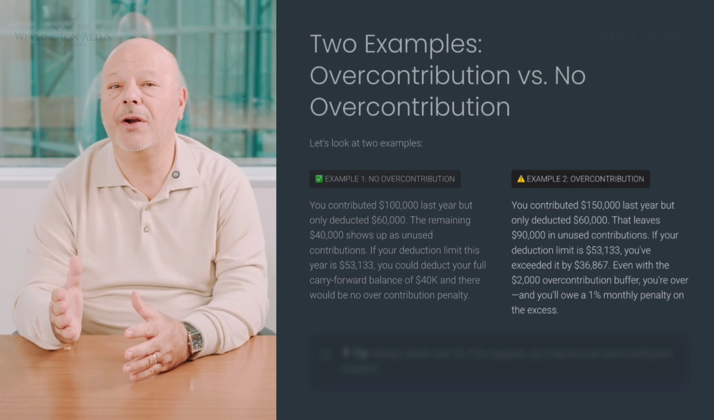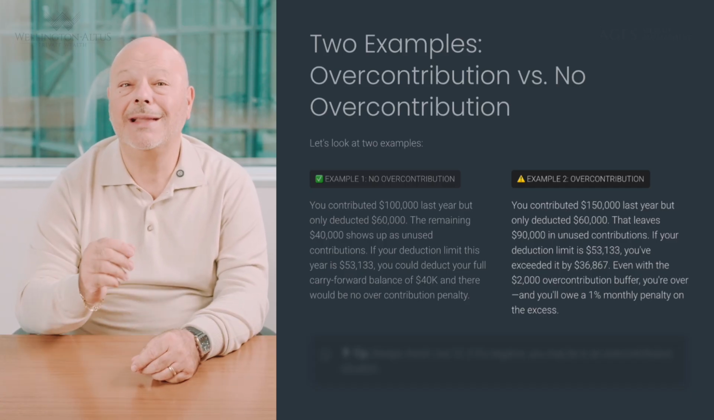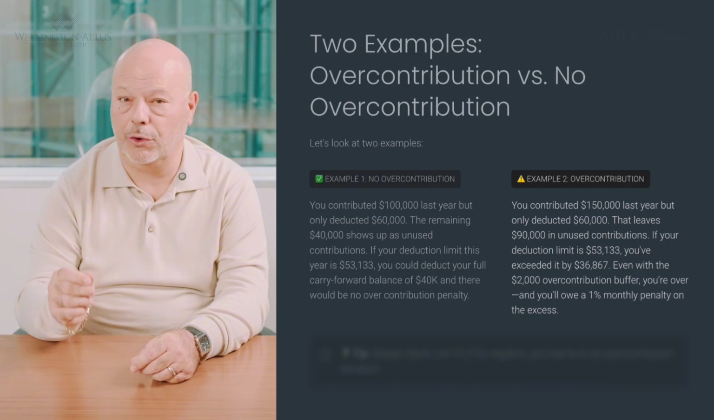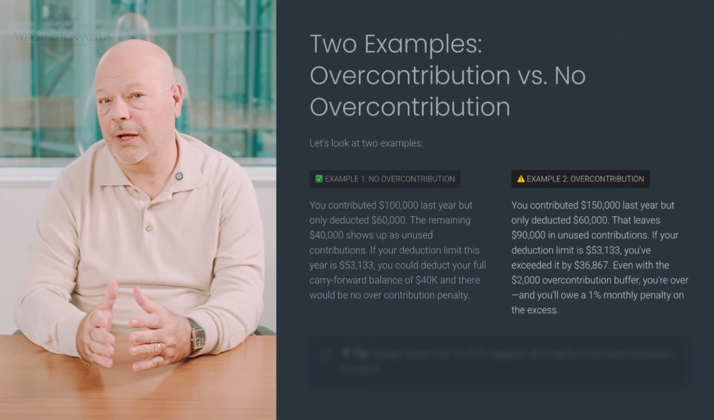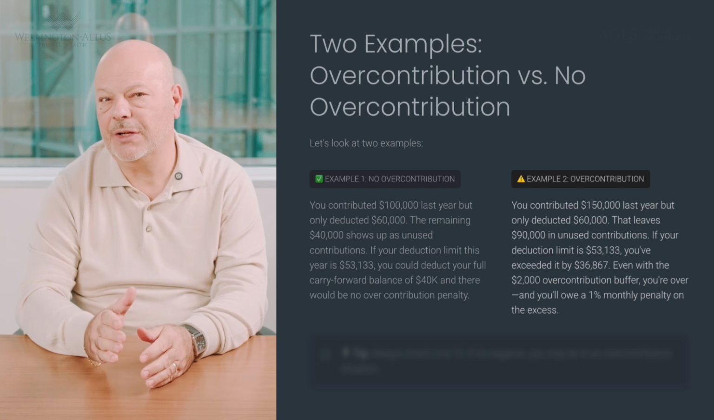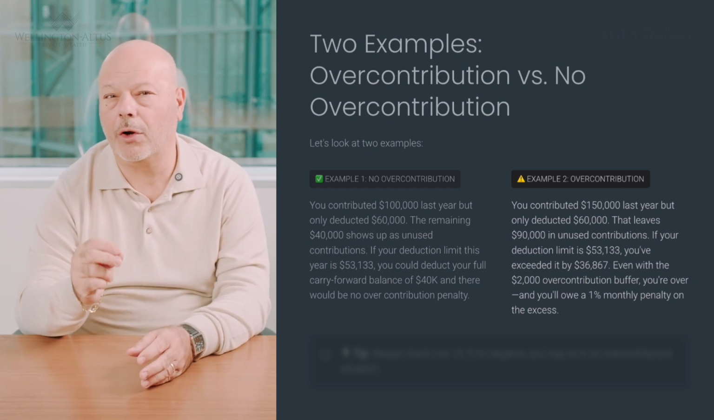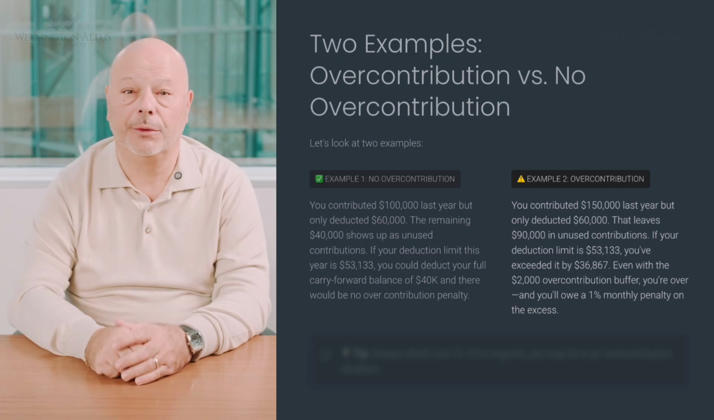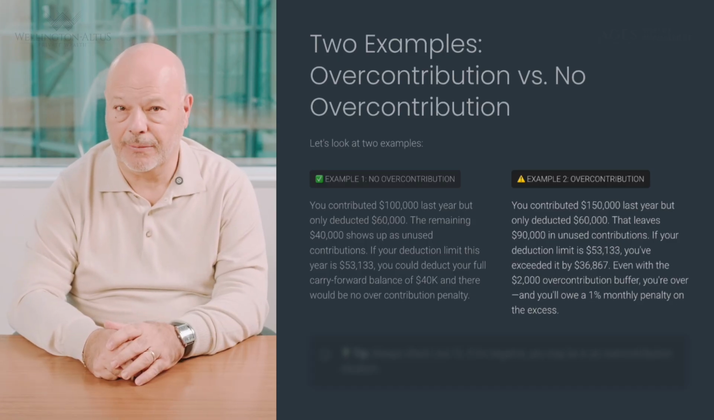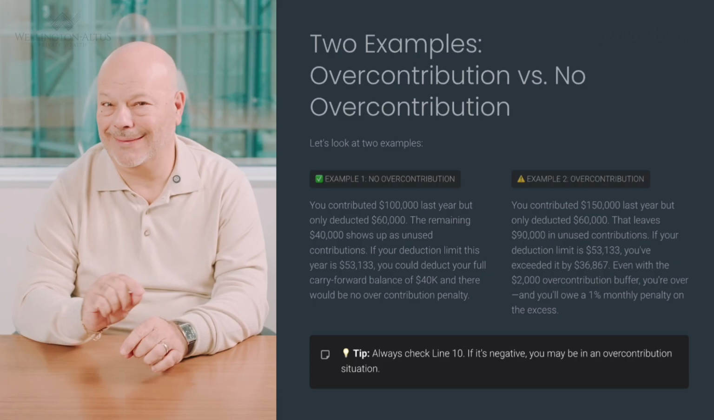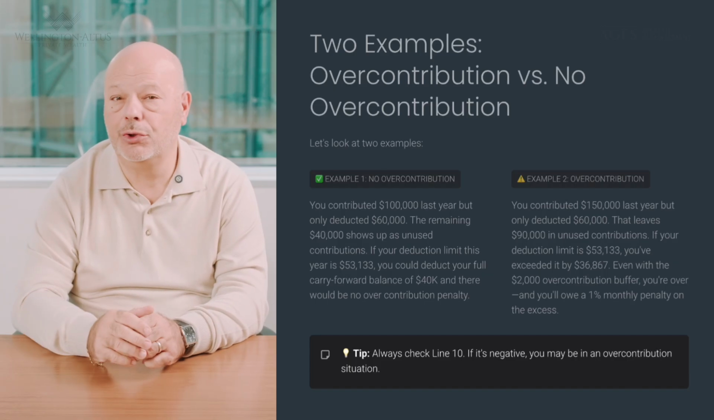You contributed $150,000 last year, but only deducted $60,000. That leaves $90,000 in unused contribution. Again, if your deduction limit is $53,133, you've exceeded it by $36,867. Even with the $2,000 overcontribution buffer, you're over, and you'll owe a 1% monthly penalty on the excess. Here's a tip. Always check line 10. If it's negative, you may be in an overcontribution situation.